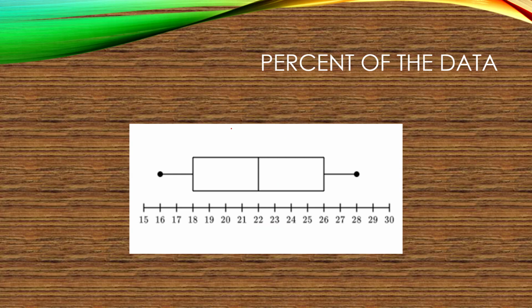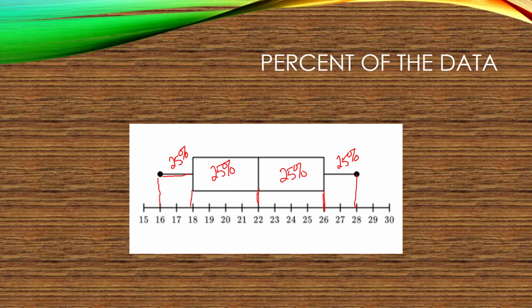Percent of the data. Now, it's important for us to remember that each one of these grids is 25%. So that represents 25% of my data right there. 25% of the numbers used for this histogram fall between 16 and 18. 25% of my data then falls between 18 and 22. We don't know what the actual numbers are, but we do know that 25% of them fall within that range. 25% of my data falls between 22 and 26. And then lastly, 25% of my data falls between 26 and 28.